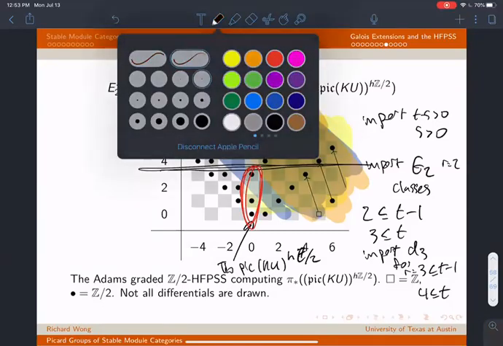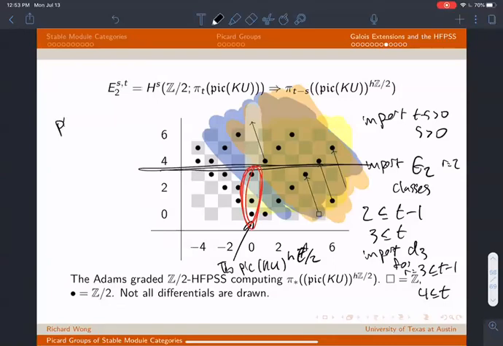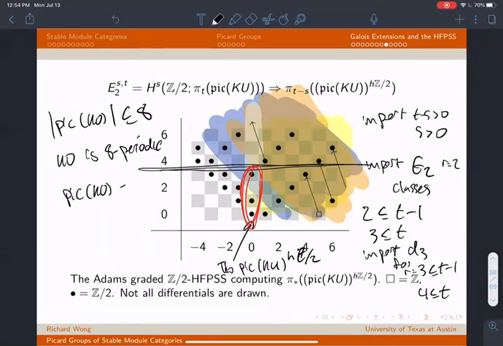So what this tells us is that the Picard group of KO, the size of it is at most 8, but we also know that KO is 8-fold periodic. So that tells us that the size of the Picard group of KO is actually 8, and since it's 8-fold periodic, this is actually a cyclic group of order 8. You can also prove this without using Bott periodicity, and this is covered in Gepner and Lawson's paper on Brauer groups.